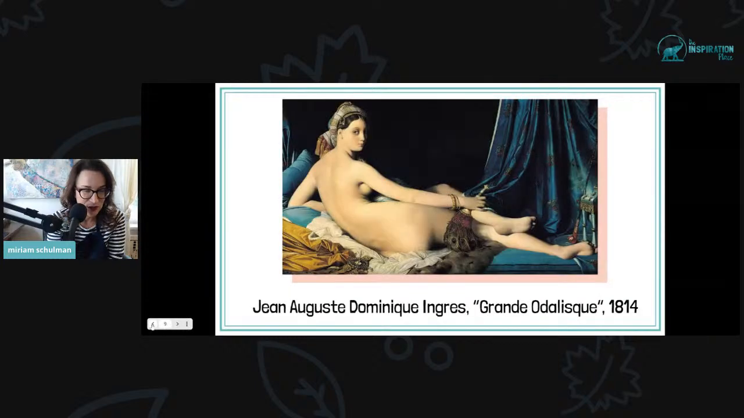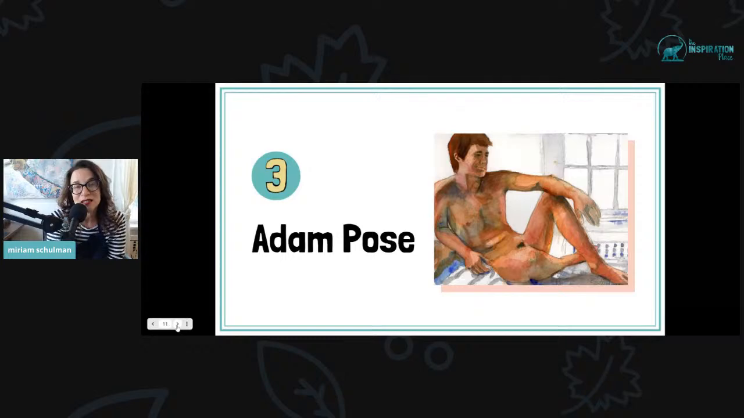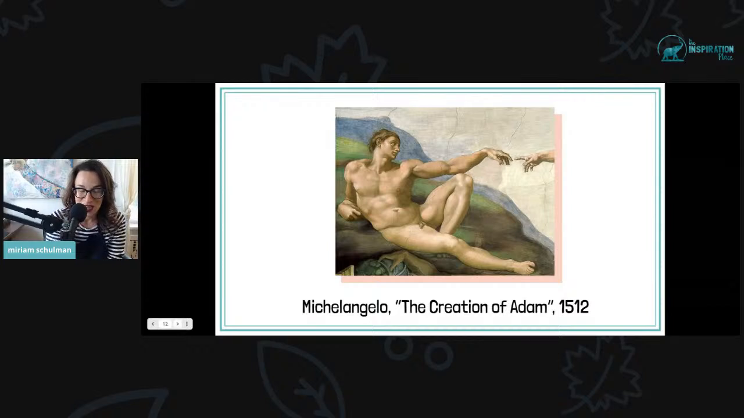So we'll just flip back to this. You see this very similar type of pose. I love the way she's looking in the mirror and you actually see her face only in the mirror. It's really cool. Okay, next is what I call the Adam pose, which takes inspiration from Michelangelo's Creation of Adam.